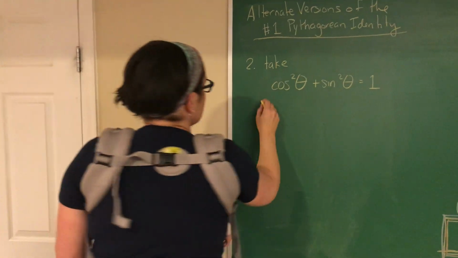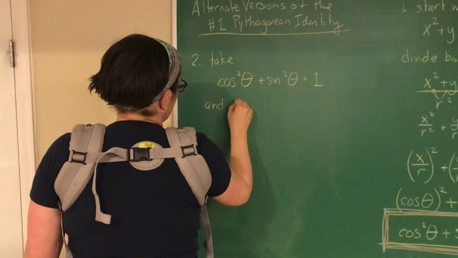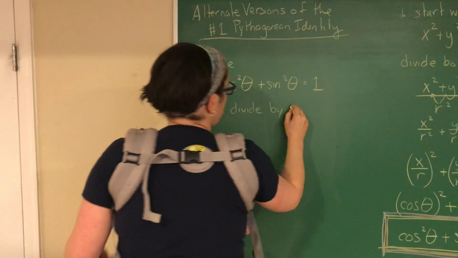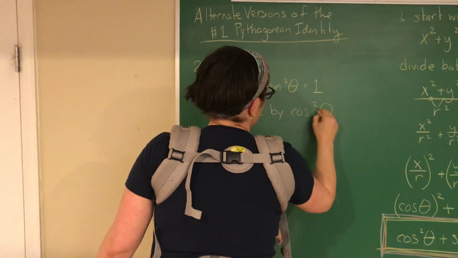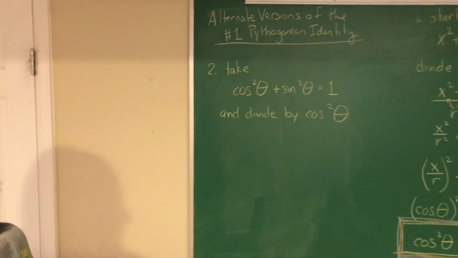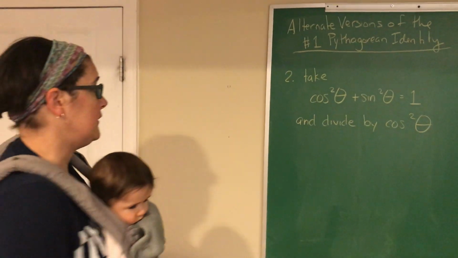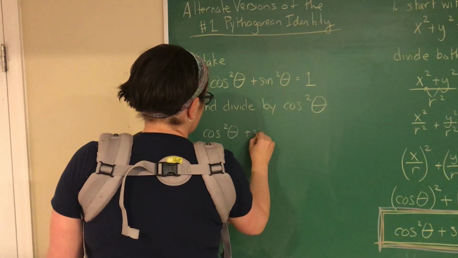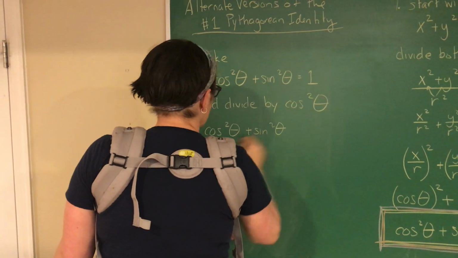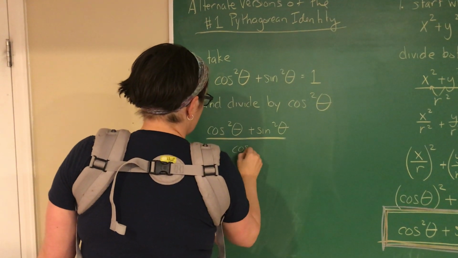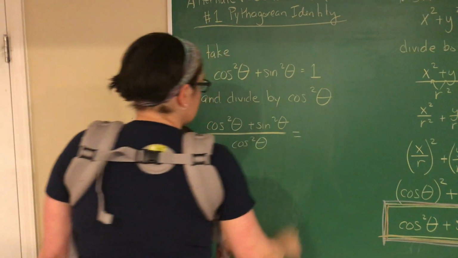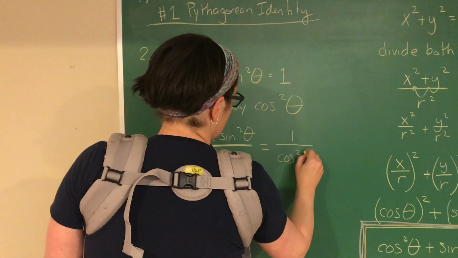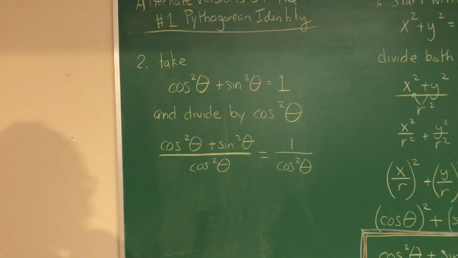And we are going to divide by cosine squared theta. Okay? All right, so let's see what happens. We have cosine squared theta plus sine squared theta divided by cosine squared theta. And on the right side, we have 1 divided by cosine squared theta.